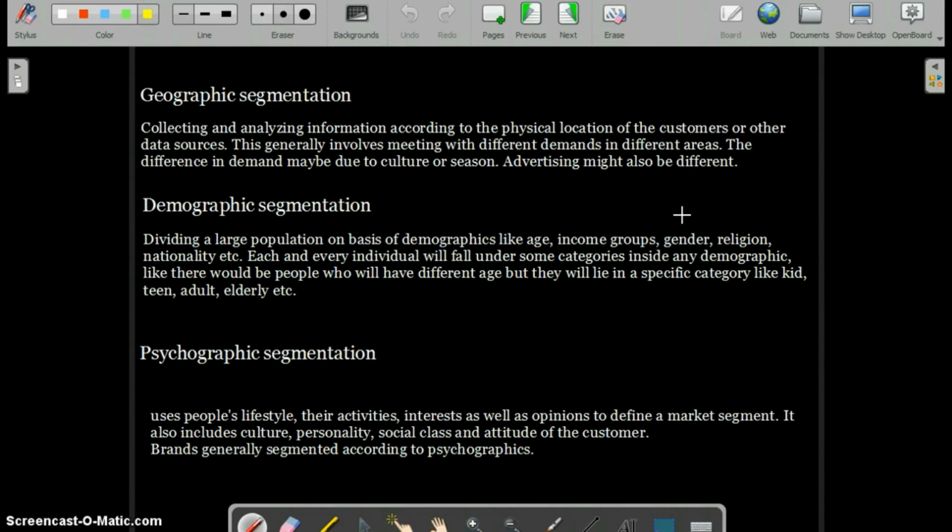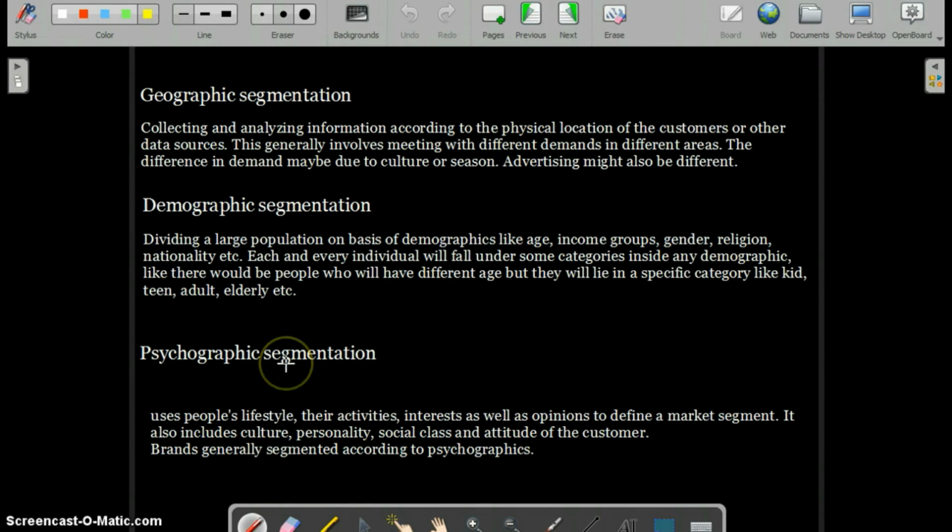Like in the case of age, the person will have some age, and it will lie in some category. It can't be age zero or not even exist. Age can't be negative, or above 110 or something. If it's zero, it will probably be a small toddler, or elderly people if it's too much. So there will be different products for different age groups as well. So that's the whole point of demographic segmentation.